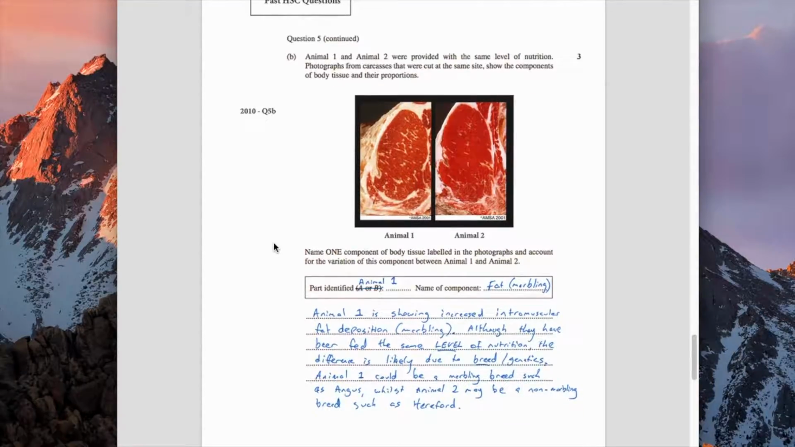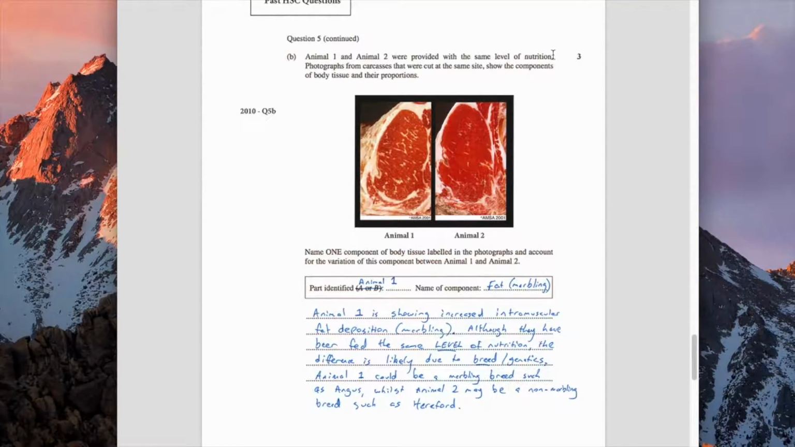This one, on the Board of Studies website, this picture was not available, so I actually substituted in a picture that I found. So that pretty much matches the question pretty well. So animal 1 and animal 2 were provided with the same level of nutrition. This is important, and this question is really focusing on the genetics versus environment thing we were talking about before.